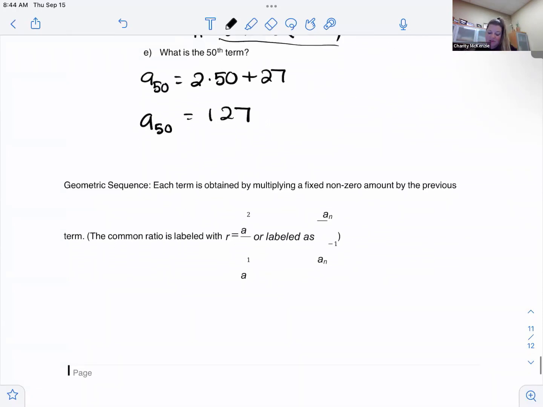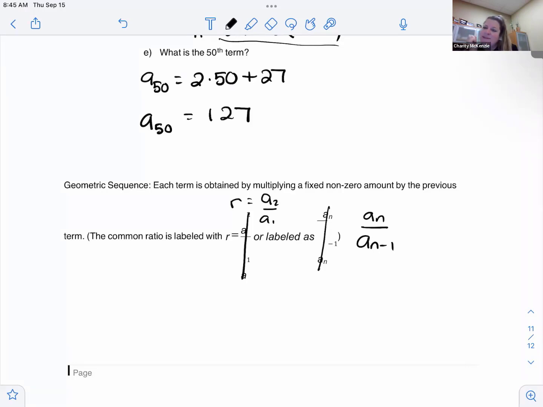Okay, so the next one is called a geometric sequence. And this right here should say r equals a2 divided by a1. And this part is just a sub n over a sub n minus 1. Okay, and that n and n minus 1 are subscripts.